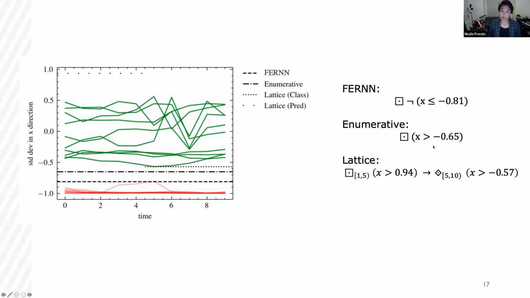They actually found quite similar formulas, while the lattice method, because it's restricted to this form of formulas, only the right-hand side of the formula, which is the classification subformula, is able to distinguish between the two sets of traces.